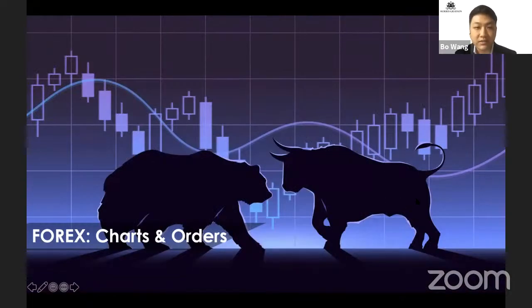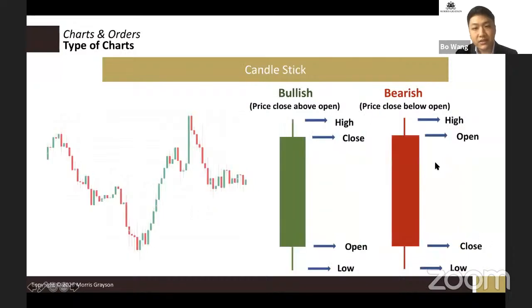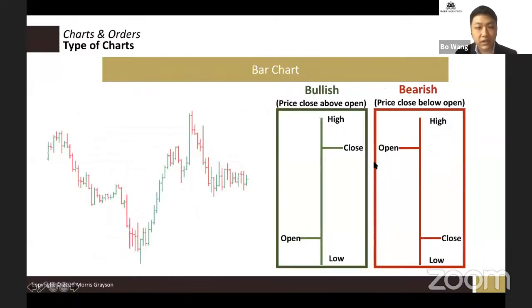Moving on to the charts and orders. There are two very commonly used charts by traders, bar chart and candle chart. This is how a bar actually looks like. For the bar chart, the green bar means the price has moved upwards from its initial opening. This bar opens at a lower price than its close, representing an increase of price for the Forex pair.